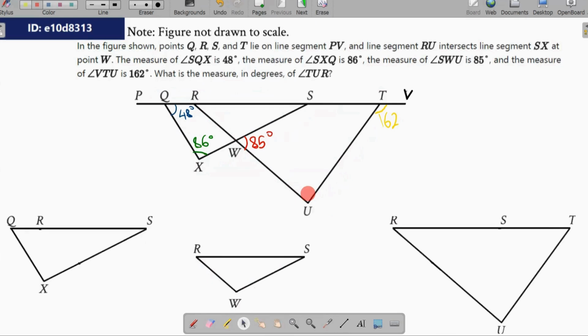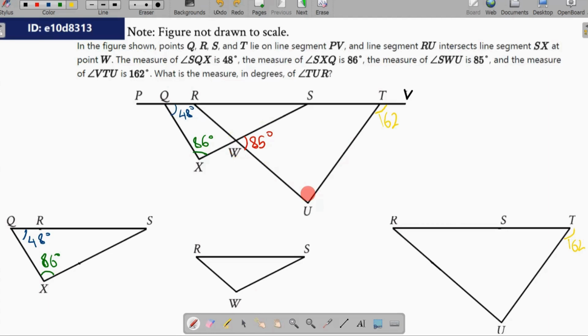and now I'm going to report the same information that the problem gave us. This angle right here is 48 degrees. This angle right here is going to be 86 degrees. And then the other information that we have is just this one right here, which is 162. I'm not reporting the angle of 85 degrees right now because it will be external and it's not useful for us.